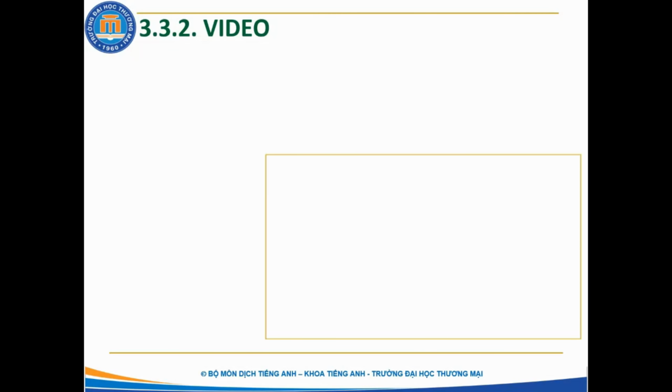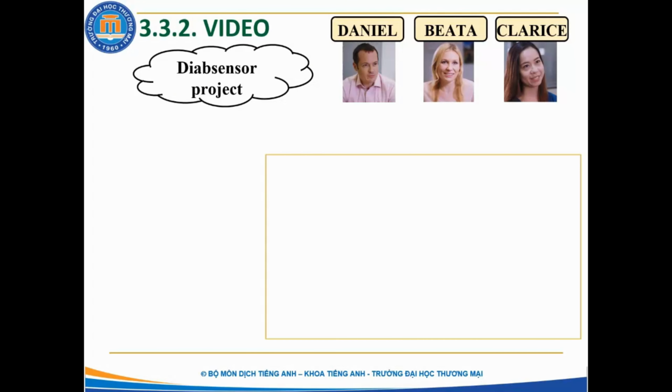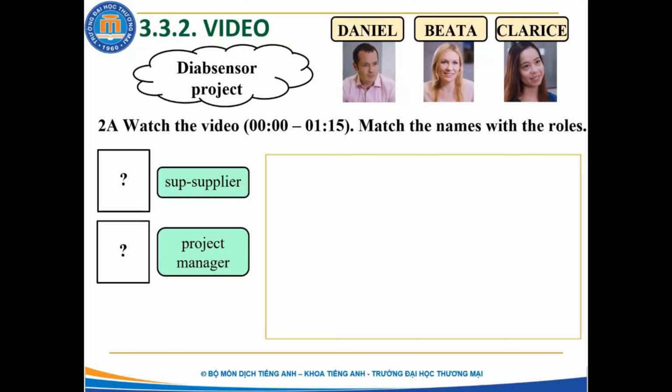Alright, so now we are going to watch a video of discussion about a change to a delivery schedule. There are 3 people in the video, Daniel, Beata, and Clarice. 3 of them are working for a project called the Diab Sensor project. So please watch the video and identify amongst the 3 people who is a supplier, who is the project manager, and who is the main contact. Right? Now let's watch the video and match the names with the roles.